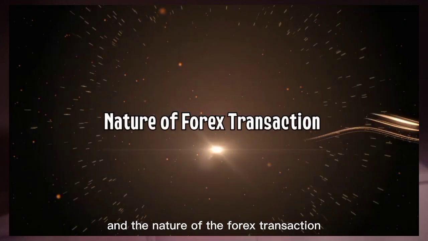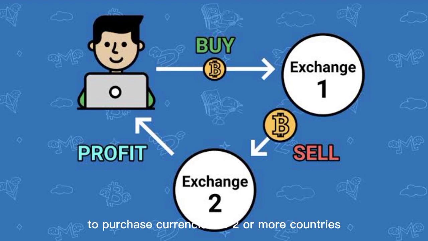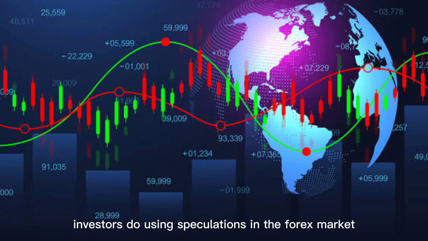And the nature of the Forex transaction: hedging to avoid loss, arbitrage to purchase currencies of 2 or more countries, and speculation, to buy low and sell high, to buy the dip and sell high, to buy the rumor and sell the facts. This is what traders and investors do using speculation in the Forex market.